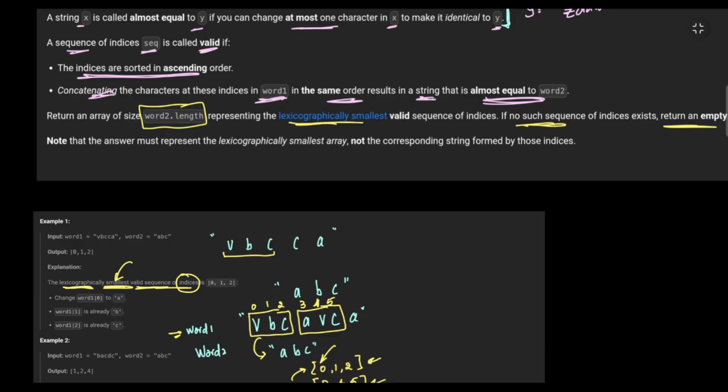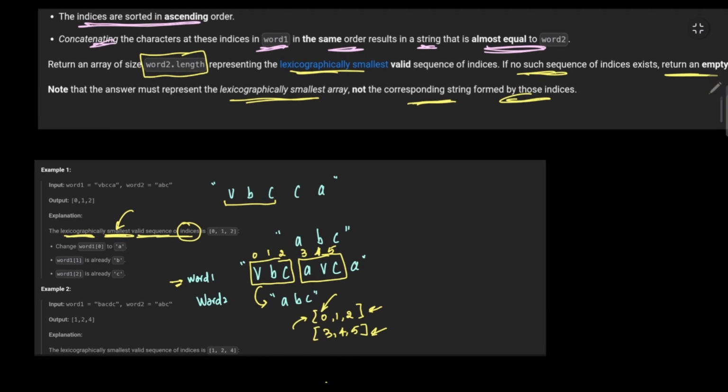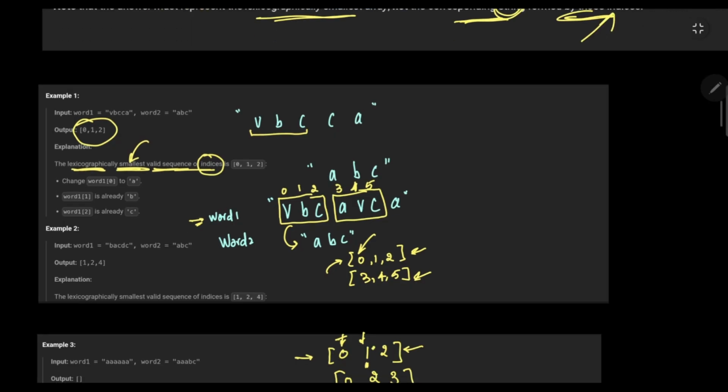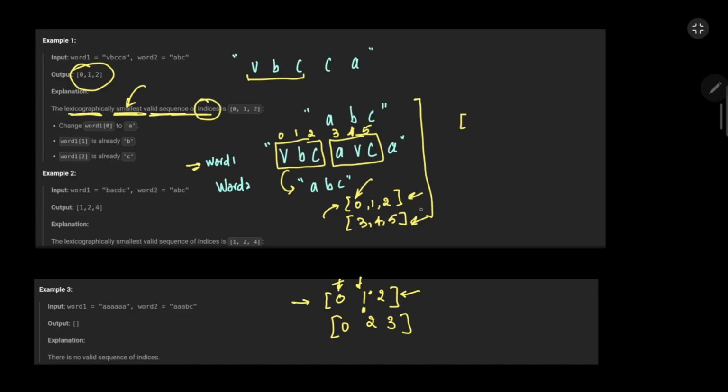Also look into this note that's saying that the answer must represent the lexicographically smallest array which we have seen just now, not the corresponding string formed by those indices. That is, we need to return the array of indices, not the string that is formed by those indices. If we take this example, we need to return 0, 1, 2, but not V, B, C. They are expecting us to return the indices array.